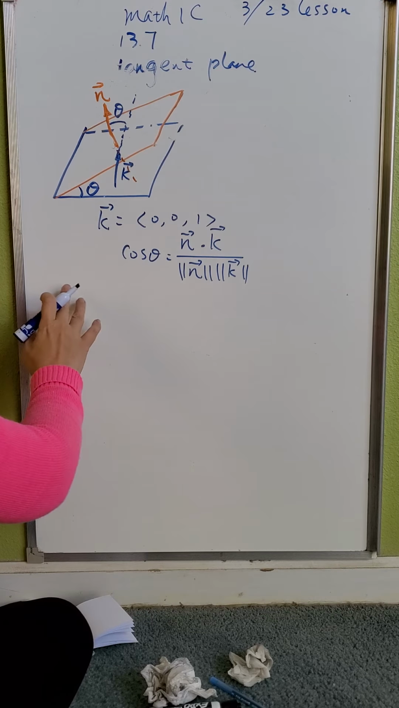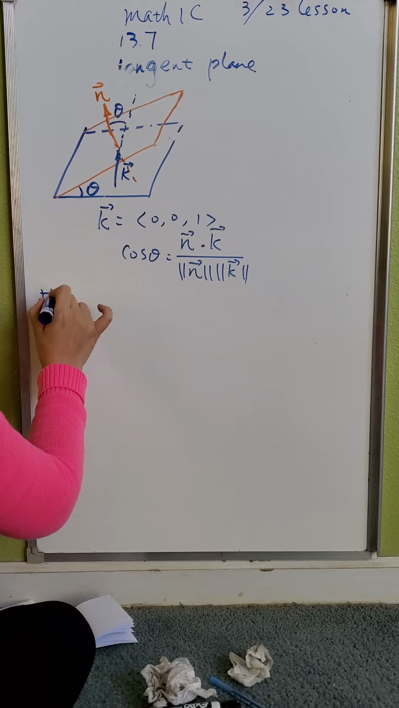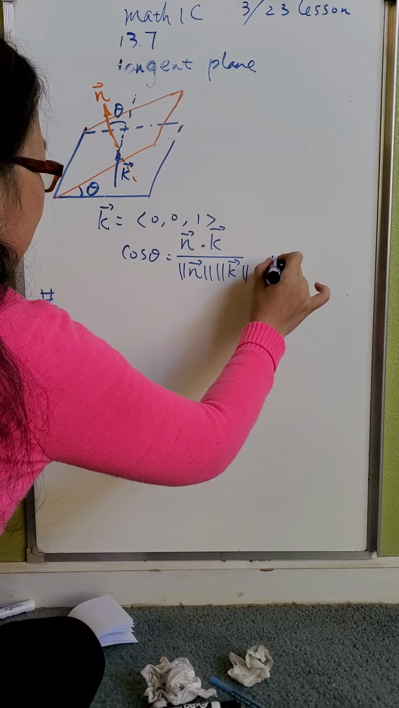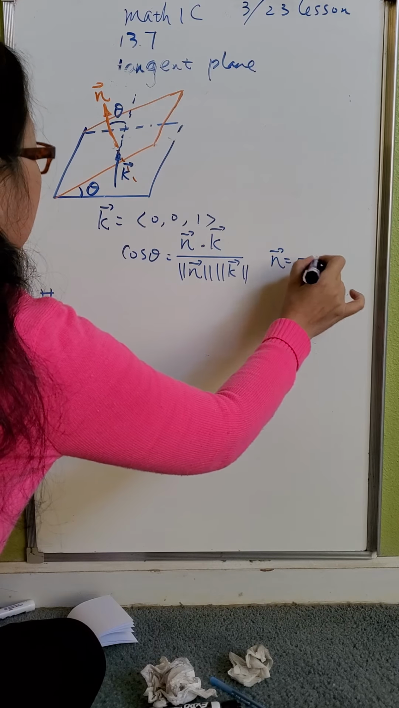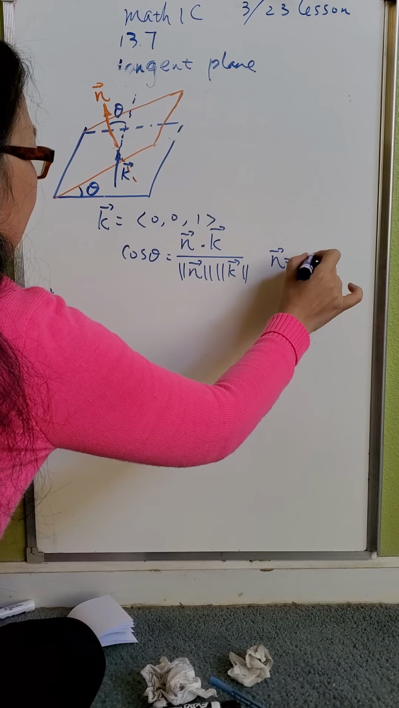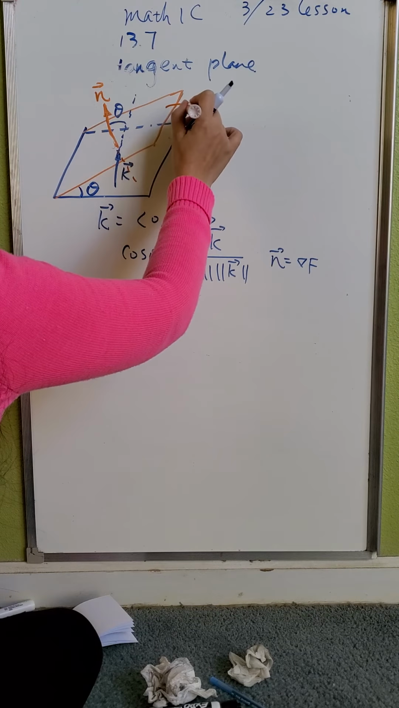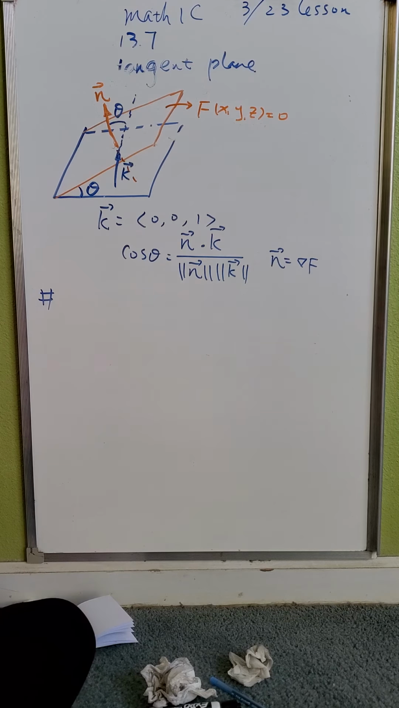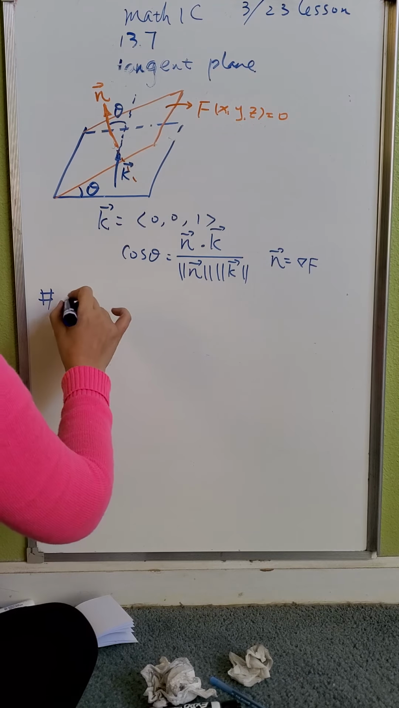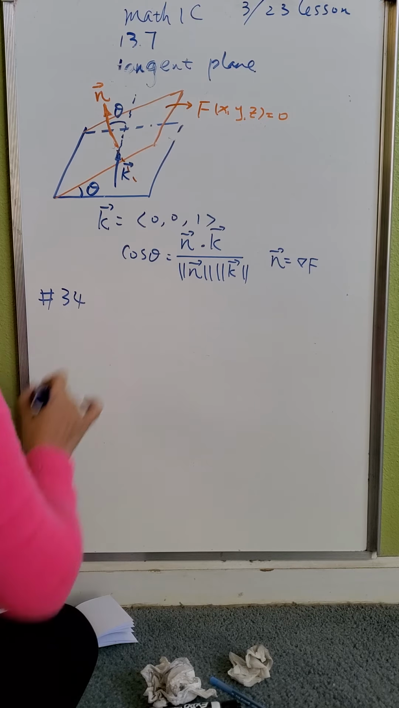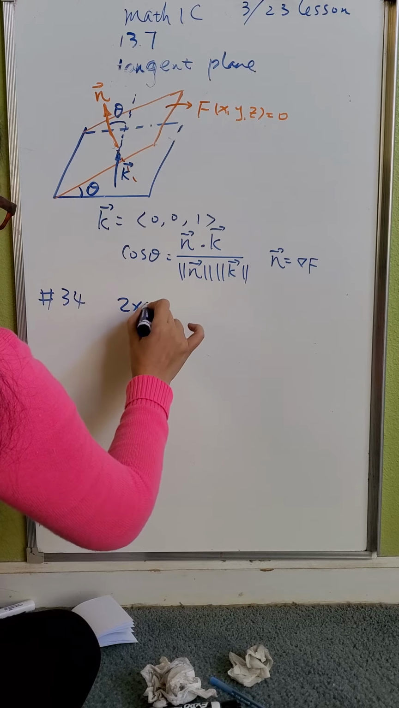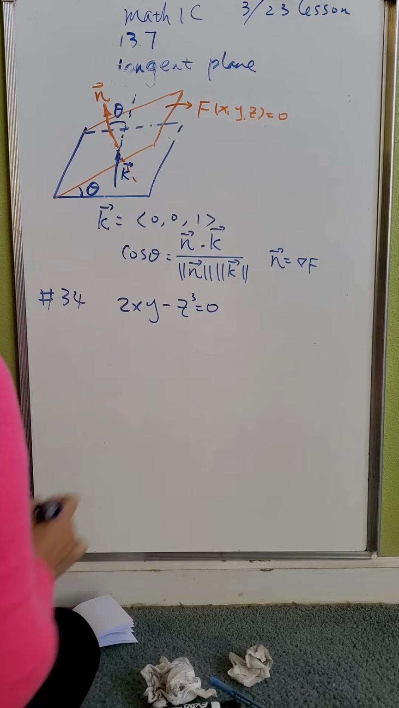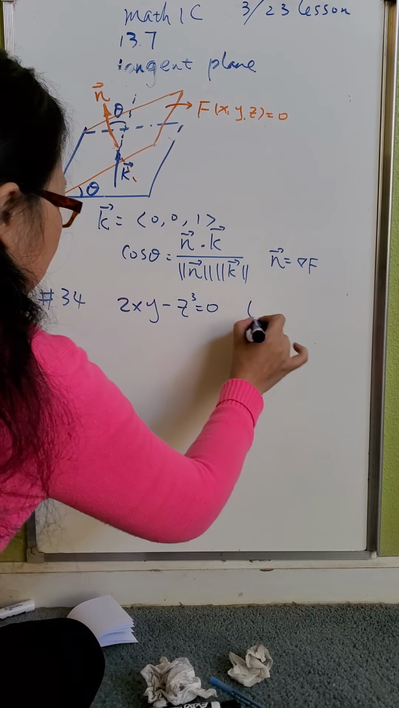So now we'll use this formula to do examples. Oh, by the way, one more thing: your N is just equal to the gradient if this function is f. Let's see example number 34: 2xy minus z cubed equals 0, at the point (2, 2, 2).